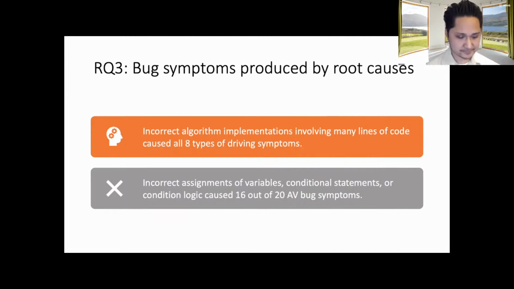Another root cause that was particularly interesting in relation to bug symptoms had to do with incorrect assignments of variables, conditional statements, or conditional logic. These simpler kinds of root causes, which resulted in about 25% of the bugs, only involved about 20 or fewer lines of code and caused about 16 of the 20 AV bug symptoms. So these kinds of bugs may be well positioned to be handled by existing automatic program repair techniques and bug localization.